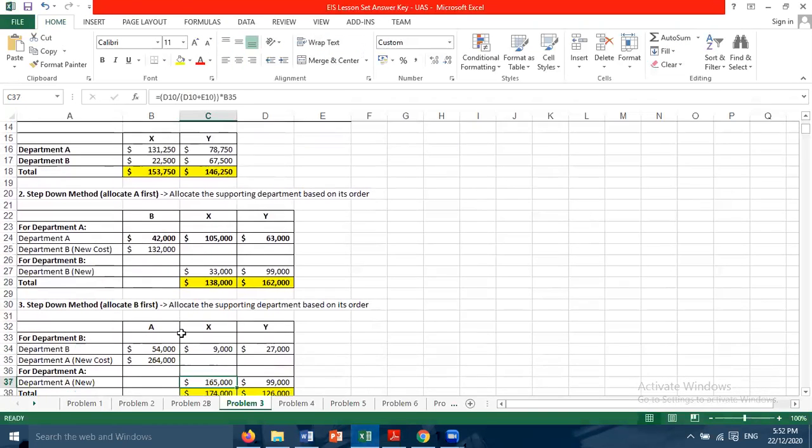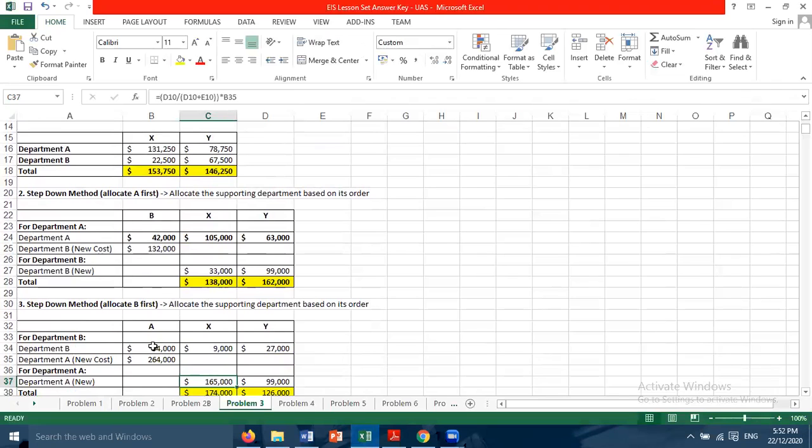Now, if we are asked to do that, in this case, we allocate the cost from department B to supporting department A. However, we won't allocate the cost from department A to department B. So it's practically a reverse of before, whereas before we allocate the cost from department A to department B, X, and Y. However, we don't allocate B to A. However, now in this case, if we allocate B first, we allocate the cost of B to A, X, and Y, but we don't allocate the cost from A to B.